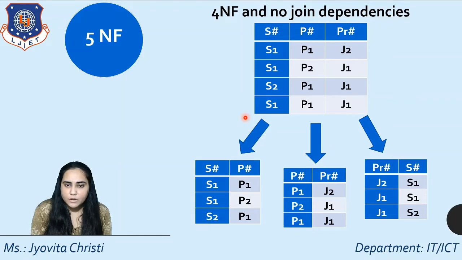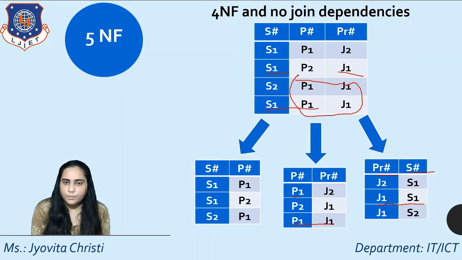Then the second table contains part number and project number, and here you'll notice that P1 and J1 appear in the third and fourth rows twice, and that's why I'm not going to put them twice, so there are only 3 rows. And for project number and supplier number, here too we have something repeating, and that is S1 and J1, which appear in the second row and the fourth row, but we are going to put them only once, and that is why it gives you only 3 rows. So I hope you understood how I've created these 3 parts. There are 3 columns, so I created 3 parts.